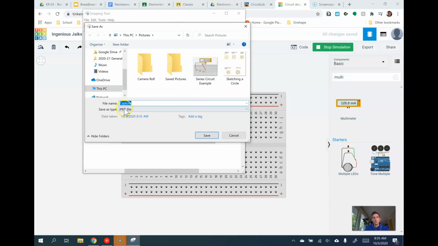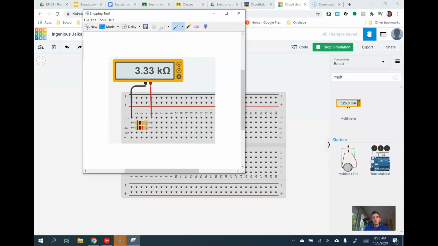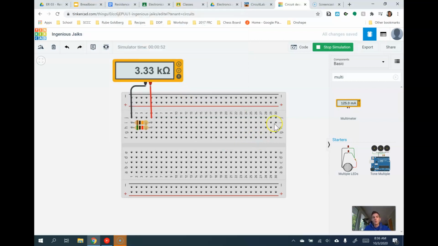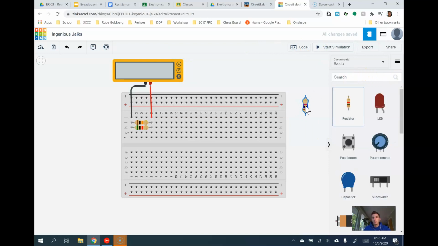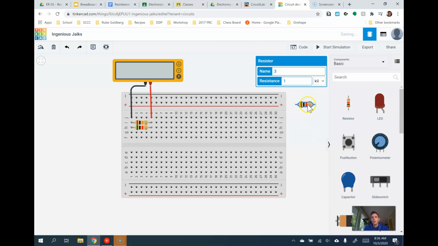I have my series circuit example there. This is going to be my parallel circuit example. You might just be able to copy and paste these in, but there's that. Okay, now again, if I had multiple resistors, let's stop my simulation. Let's delete this and let's pull in some more resistors. Let's say I had multiple resistors, a lot of them.